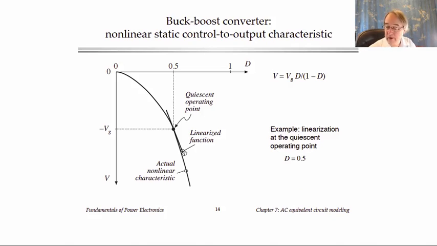Okay, the power converter has the same thing going on, really. And here's an example of the buck-boost converter, where we know that the output voltage is the input voltage multiplied by D over 1 minus D, and there's a minus sign there also. So the output voltage is a nonlinear function of D. This curve here of output voltage versus duty cycle is not a straight line.